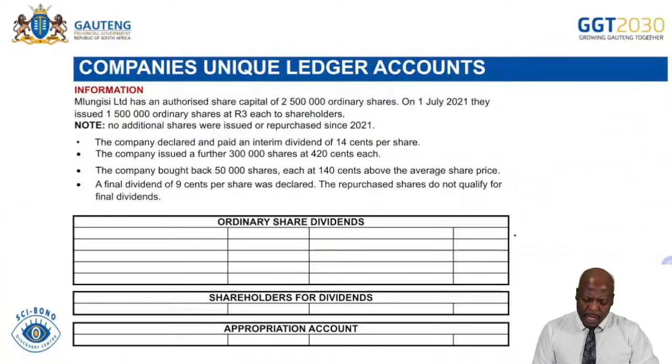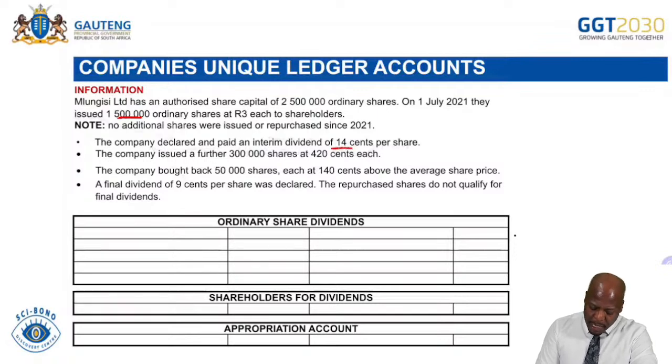It says, Mlungisi Limited has an authorized share capital of 2.5 million shares, and they issued 1.5 million of these shares at 3 rand. Very important. No additional shares were in issue or repurchased. Then, the company declared and paid an interim dividend of 14 cents. So we're going to come here. We now want to know how much was the dividends paid.